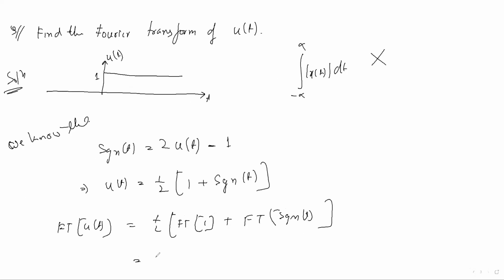What is the Fourier transform of 1? I have given, when I solved the constant signal, the Fourier transform of 1 is 2 pi delta omega, I think. And the Fourier transform of signum we got in the last numerical is 2 by j omega, isn't it? So when we multiply this half with both terms, we'll get pi delta omega plus 1 by j omega. Okay, this is the Fourier transform of u(t).